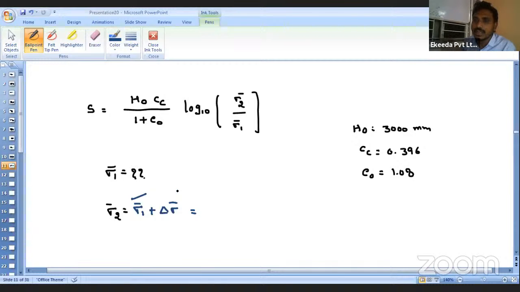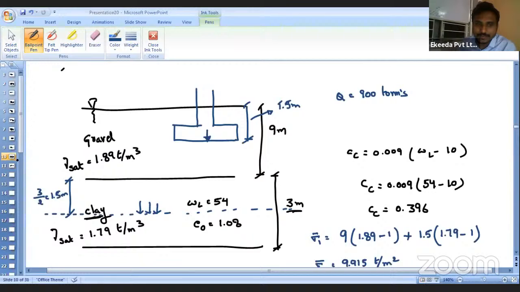What they have given is, are we constructing the foundation directly at the center of the clay layer? No, right? But then how can you take the stress? Can we directly divide 900 by the cross section? Can we directly do that? No, isn't it? Then how can you find out? So for that we have to follow the trapezoidal theory.